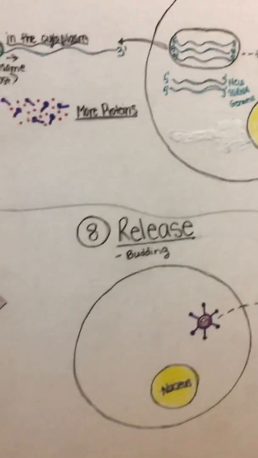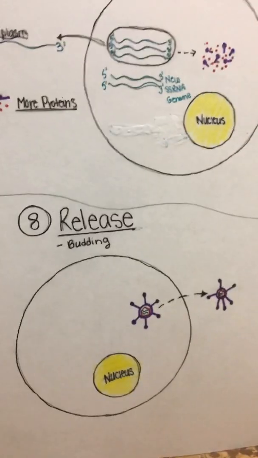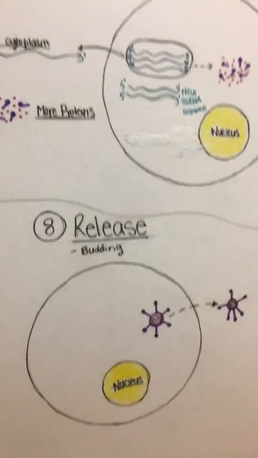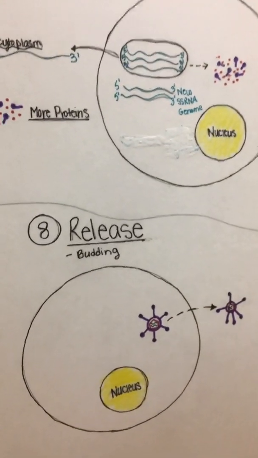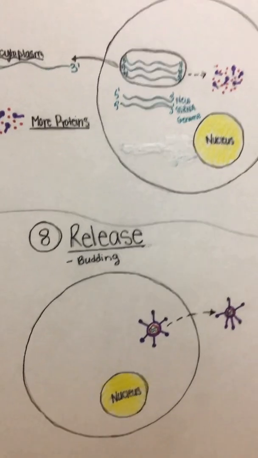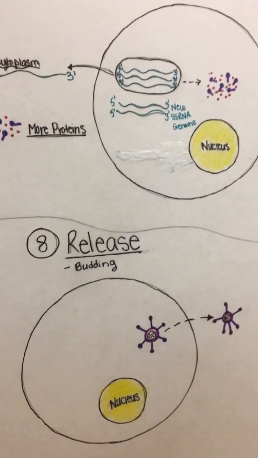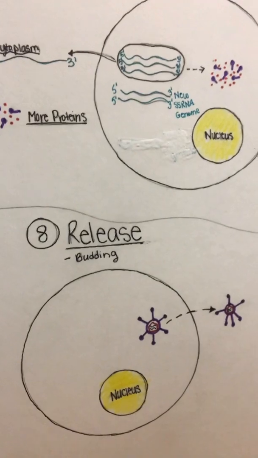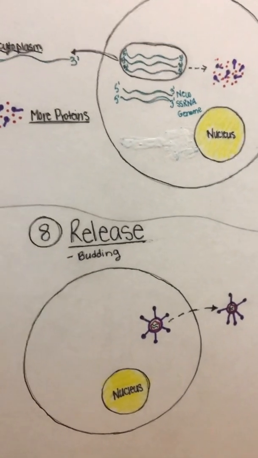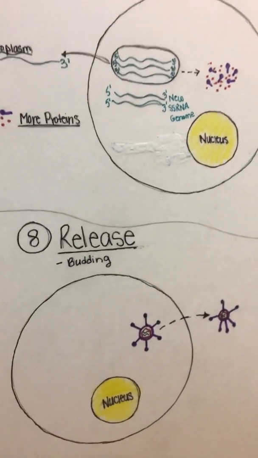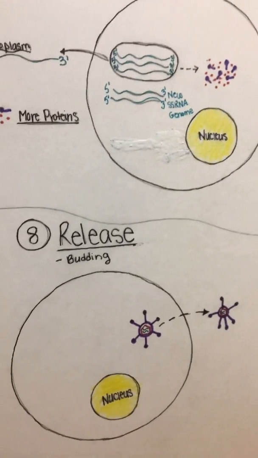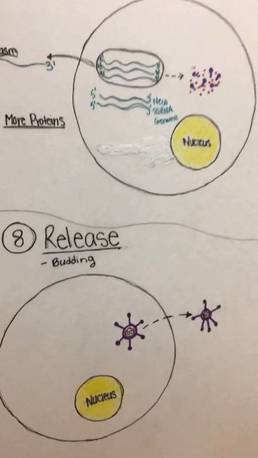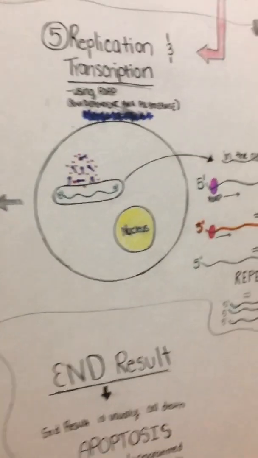And then the last step the virus needs is budding or release. Basically this virus is just going to bud off of the cell. The envelope is going to enclose it, and now it is ready to go infect other eukaryotic cells. So that's the end of the cycle.